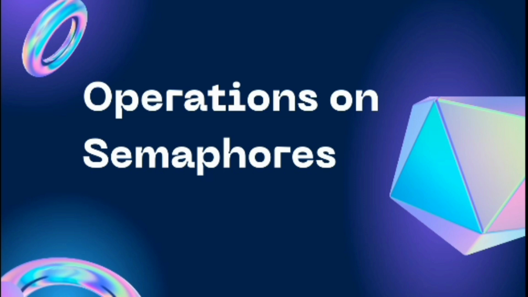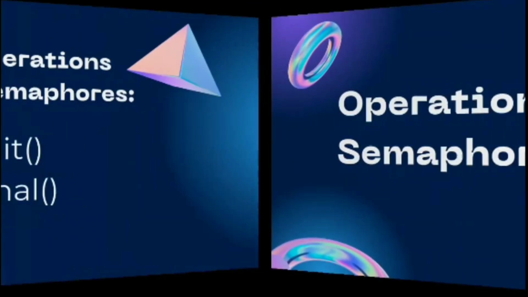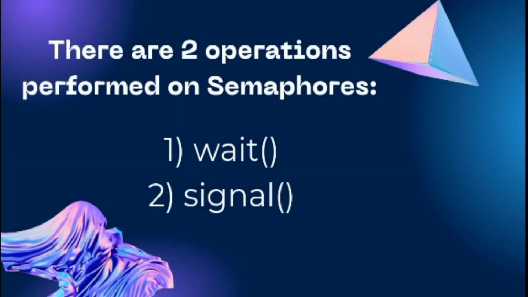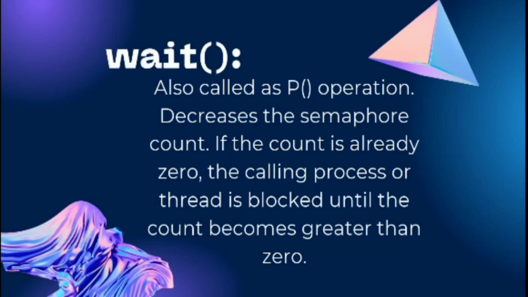Now, let us see what are the operations that can be performed on semaphores. There are only two operations performed on semaphores. They are wait operation and the second one is signal operation. First, let us know what is a wait operation. Wait operation is also called as P operation. It decreases the semaphore count. If the count is already zero, the calling process or the thread is blocked until the count becomes greater than zero.